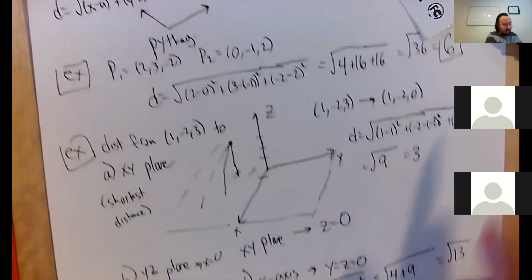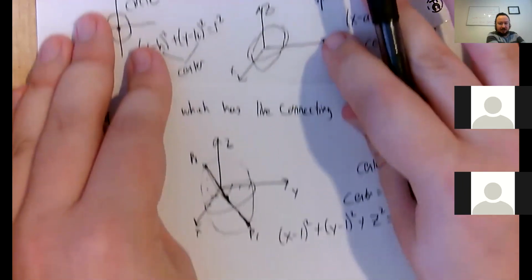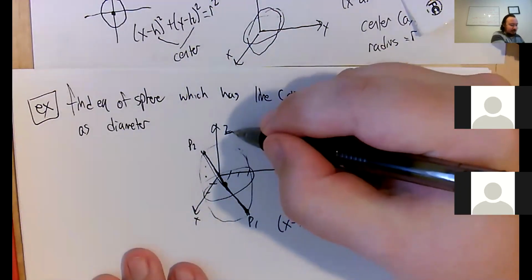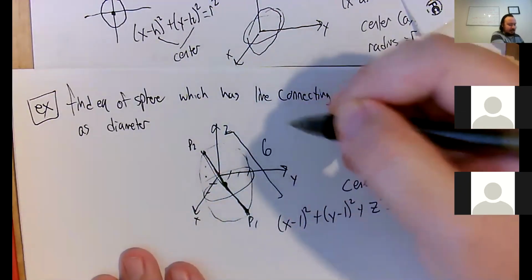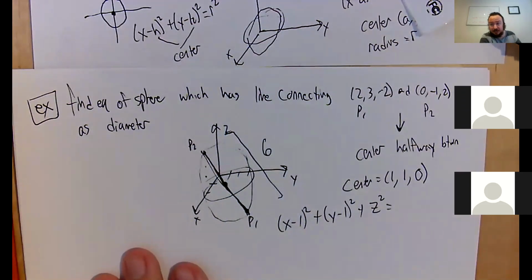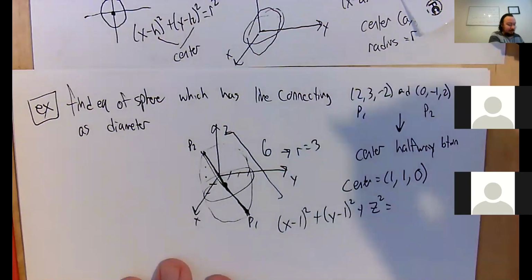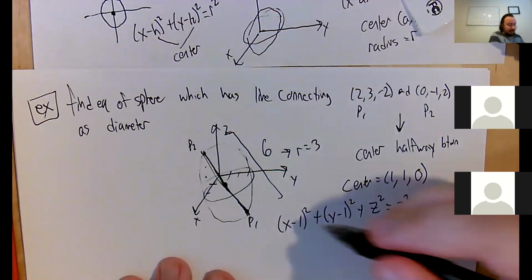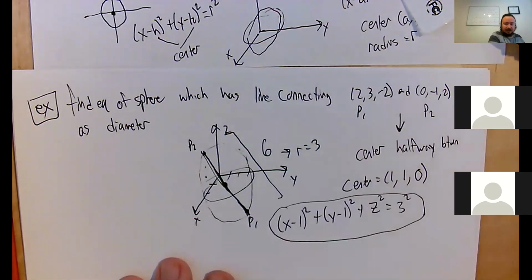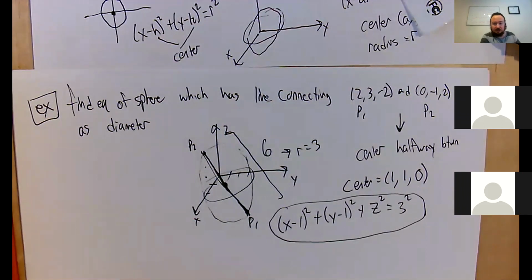We found that that was 6. So if we go back down here, this whole distance of this line is 6, meaning the diameter is 6. That means our radius will be 3, and we have 3 squared right here. And this is going to be our sphere right there.